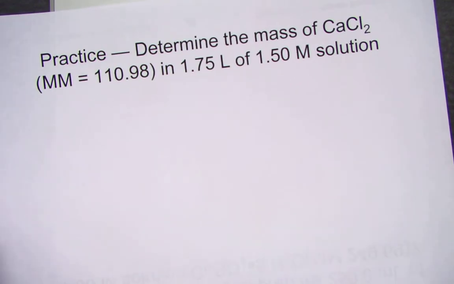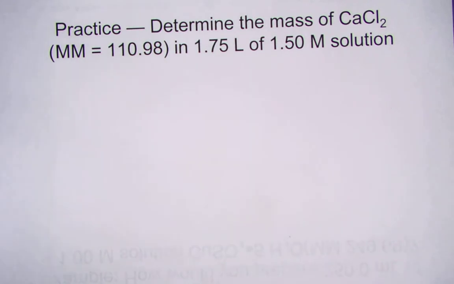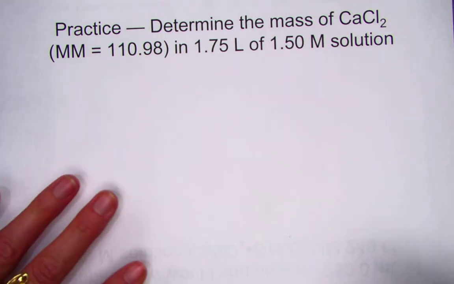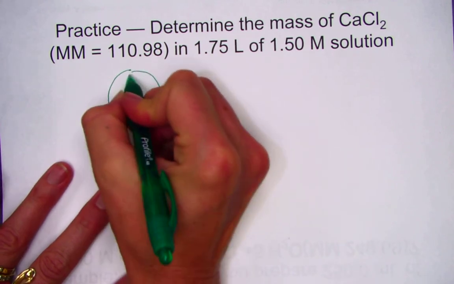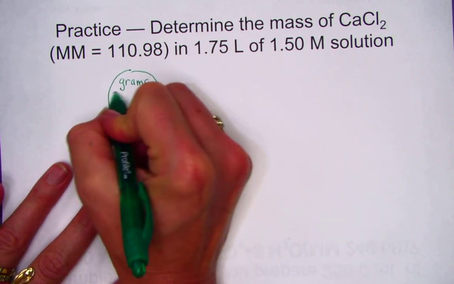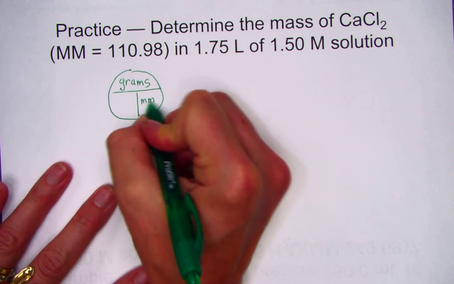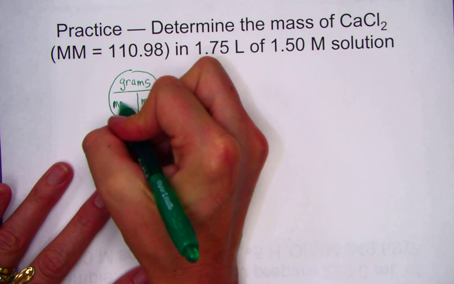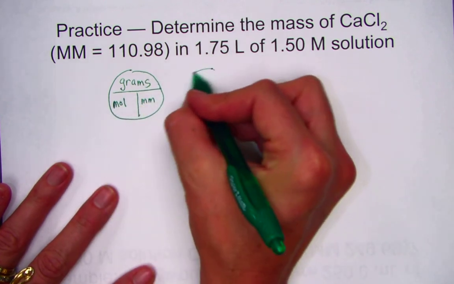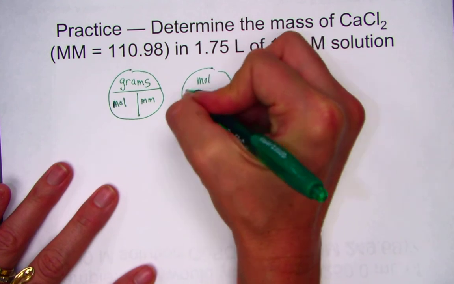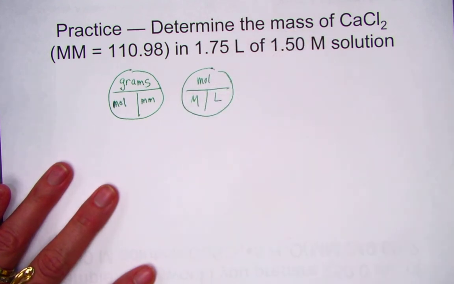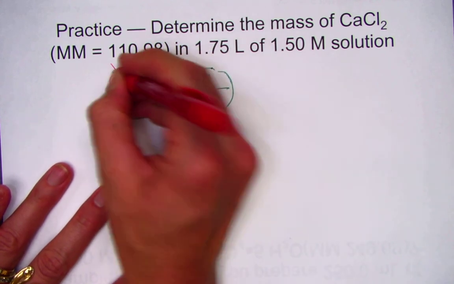In our next example, we have a new target variable. Determine the mass of calcium chloride, given the molar mass thereof 110.98 gram units. We dissolved that in 1.75 liters, and we received a 1.5 molar solution. All right, we want to know mass. Couple of ideas. We know mass, measured in grams, divided by molar mass, MM for molar mass, represents the unit called mole. We also know that moles per liter is big M molarity. This is what we're ultimately solving for.